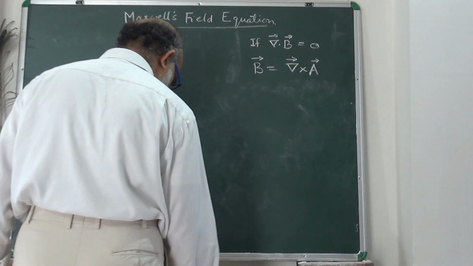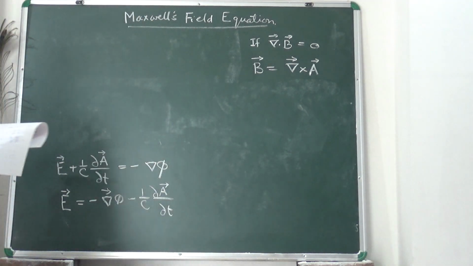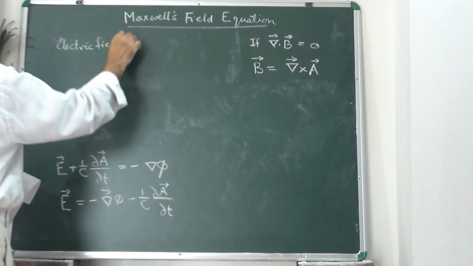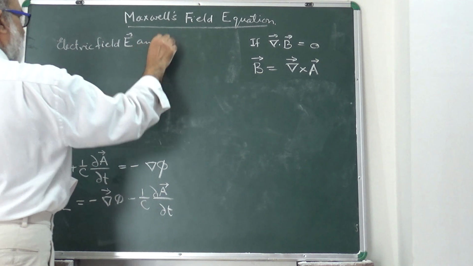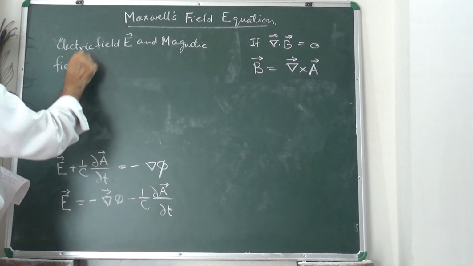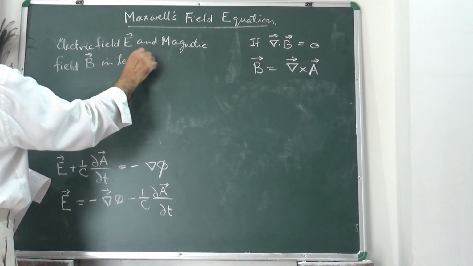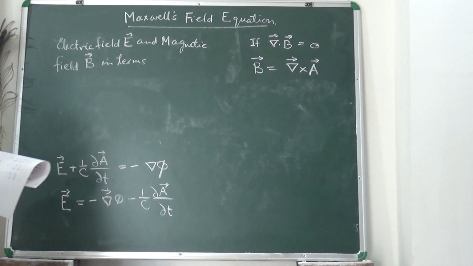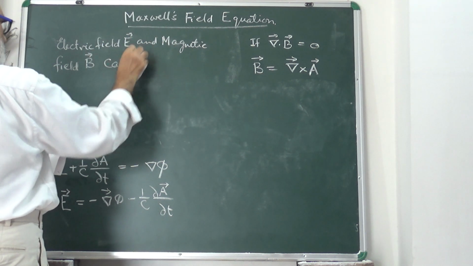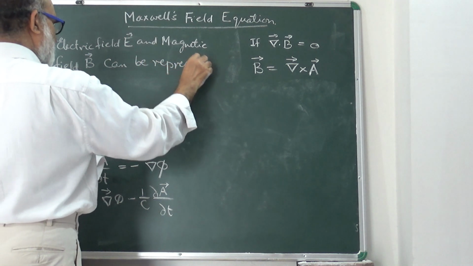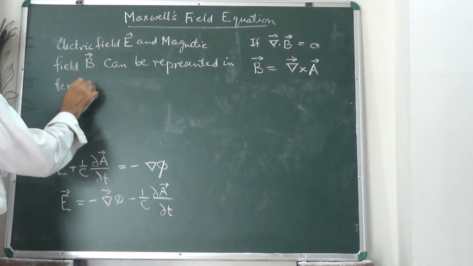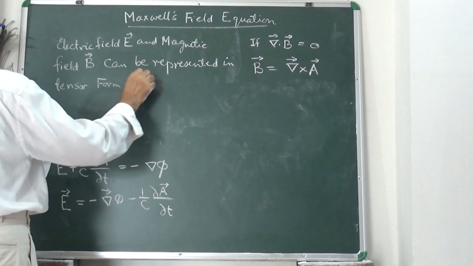this can be done in a tensor form. So we can write electric field E and magnetic field B in terms of a tensor form, denoted as F mu nu.